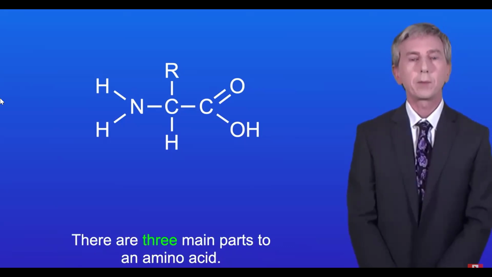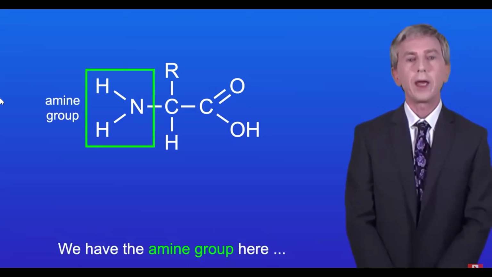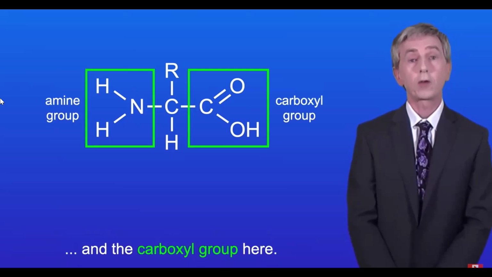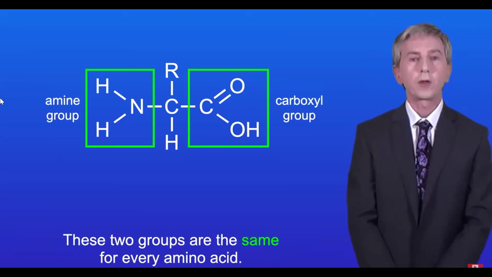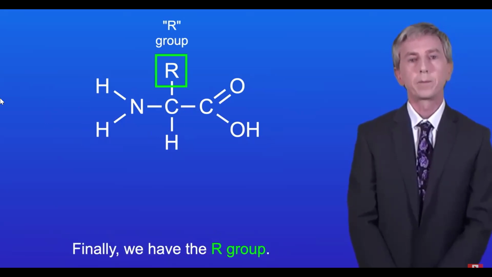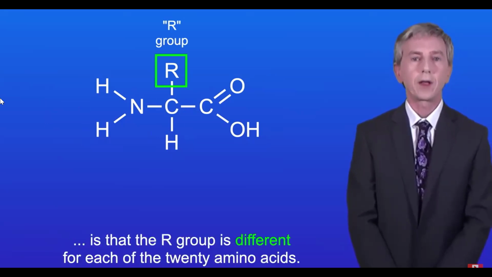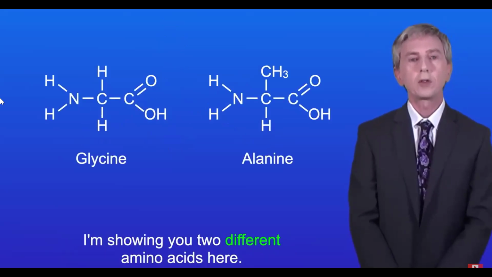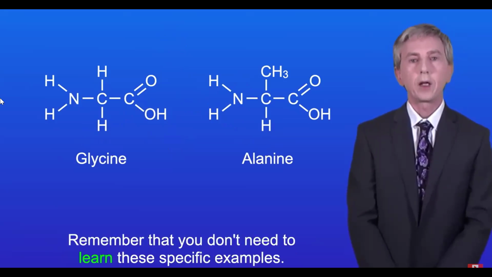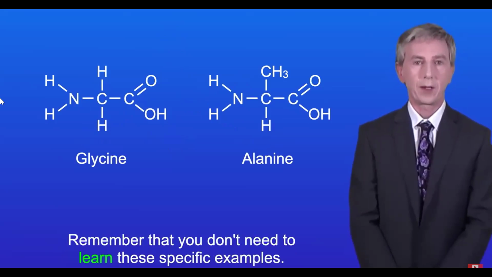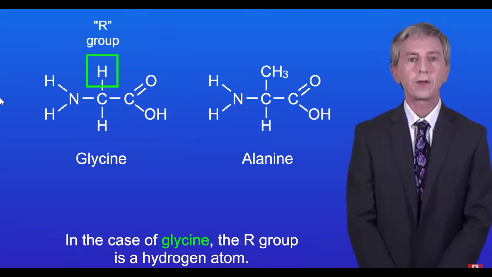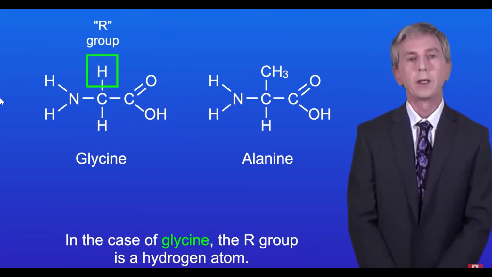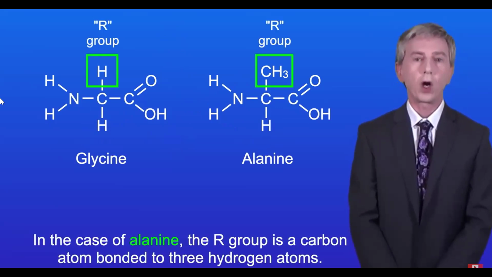Now there are three main parts to an amino acid. We've got the amine group here and the carboxyl group here. These two groups are the same for every amino acid. And finally we've got the R group. Now the key idea you need to understand is that the R group is different for each of the 20 amino acids. I'm showing you two different amino acids here, and remember that you don't need to learn these specific examples. In the case of glycine, the R group is a hydrogen atom, and in the case of alanine, the R group is a carbon atom bonded to 3 hydrogen atoms.